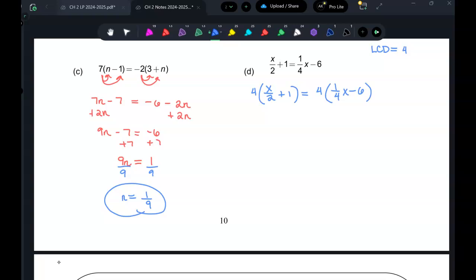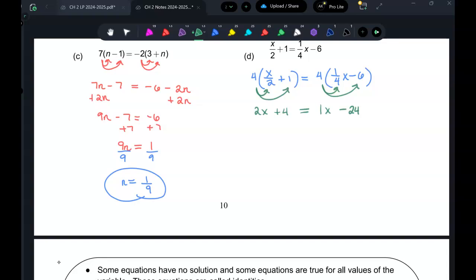We also solve it like the real life ones. Okay, so here I want to distribute. That's going to give me 2x plus 4 equals 1x, or just x, minus 24. Then I'm multiplying both sides to get rid of the 2 fractions.